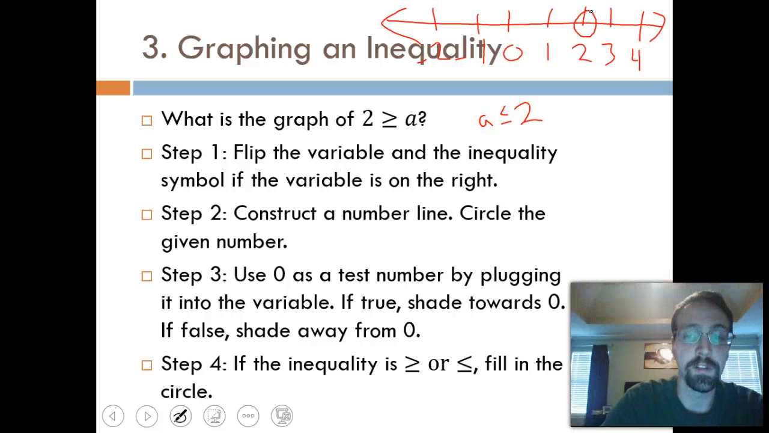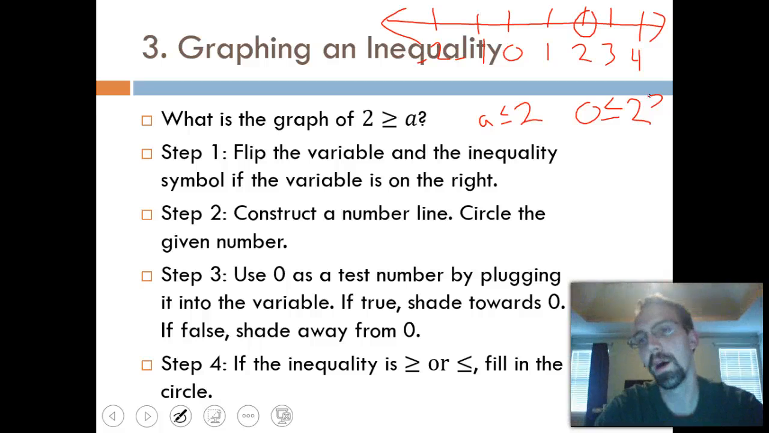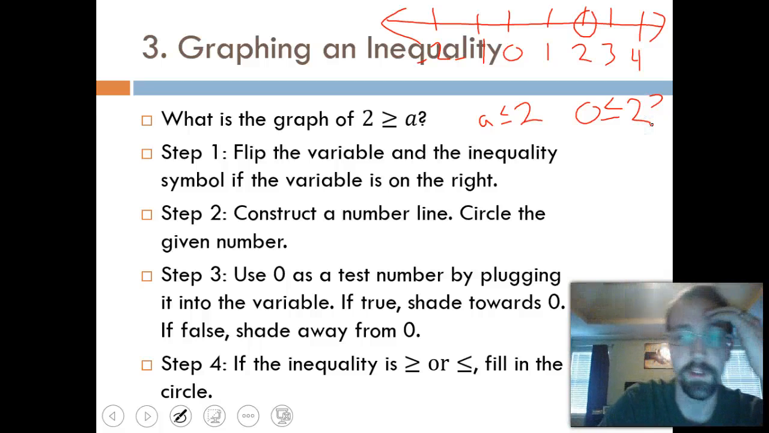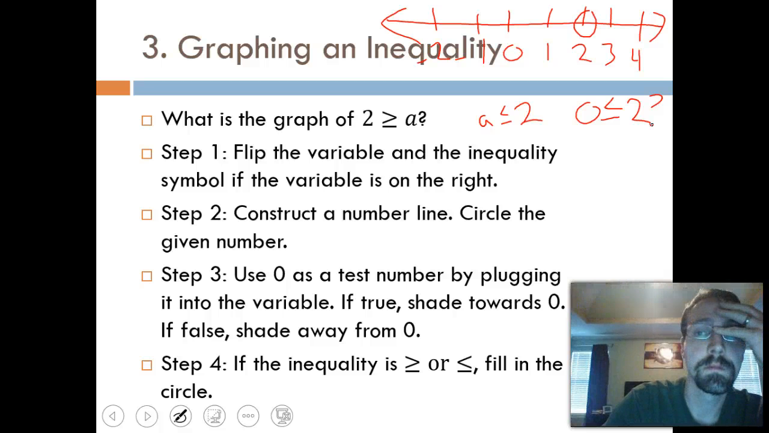It says use 0 as a test number by plugging in the variable. If true, you shade towards 0. If false, shade away from 0. So we're going to plug in 0 for a. So the way that works is instead of a is less than or equal to 2, we have 0 is less than or equal to 2. And we're checking this, so we put a question mark at the end. All right, so I'll pause here for a moment as you guys get all situated. So is 0 less than or equal to 2? Well, that's a true statement.